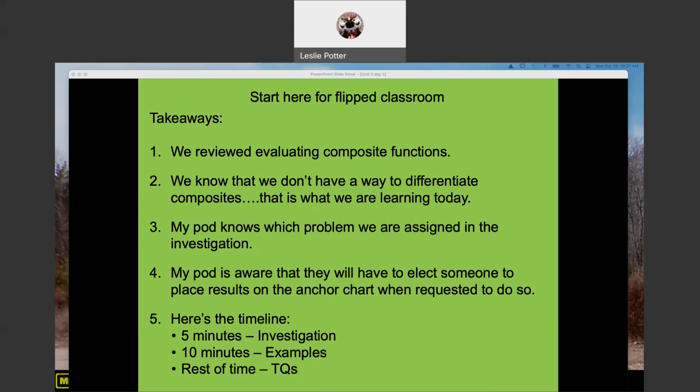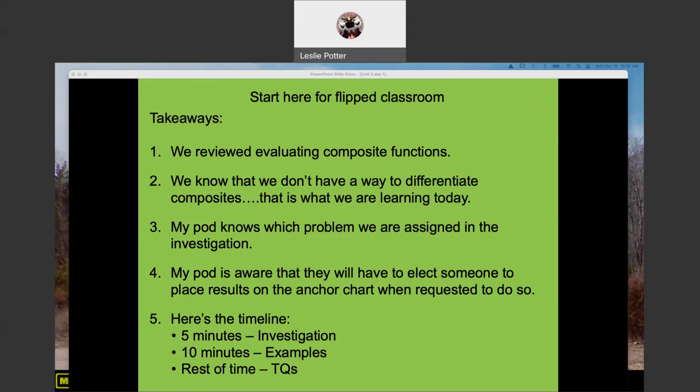In the notes, I assigned your pod a specific part of the activity. So pod A, that's the front row, you're working on the red function. Pod B, you're working on the green function. That's the next row back. Pod C, you're working on this next function, and pod D, you're working on the bottom function.